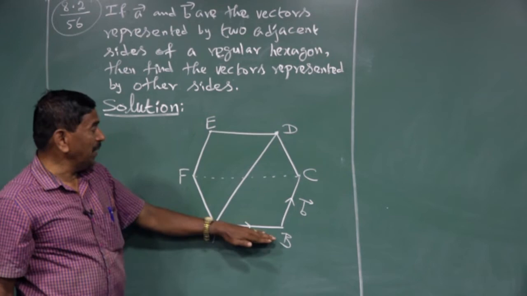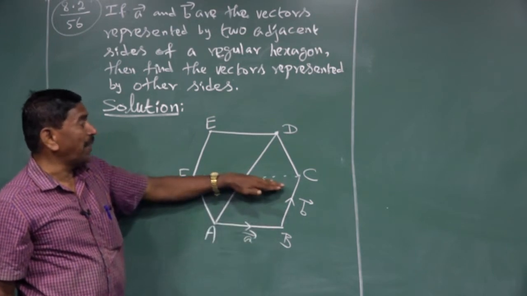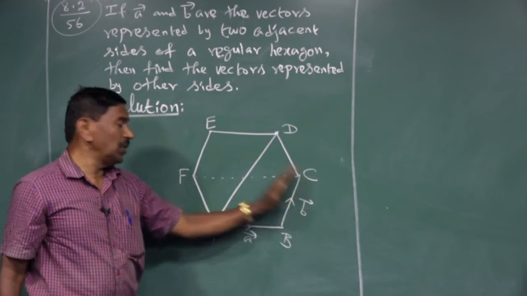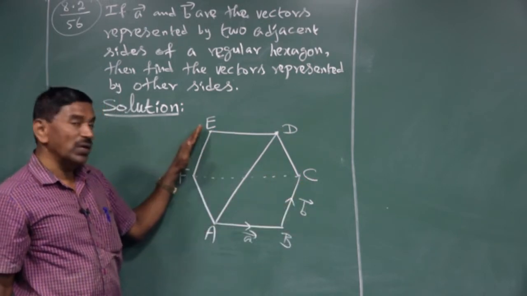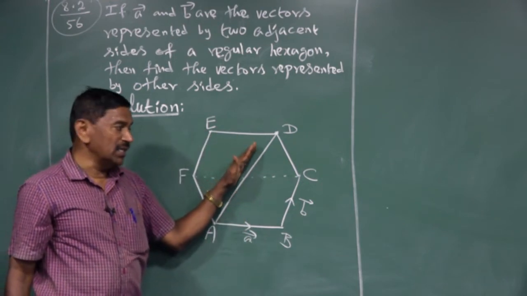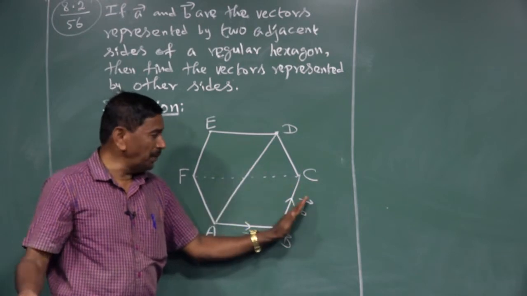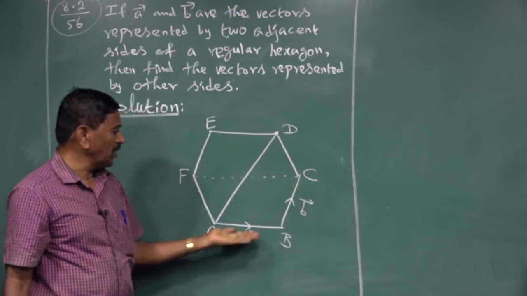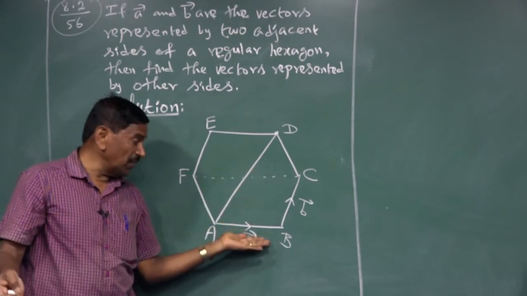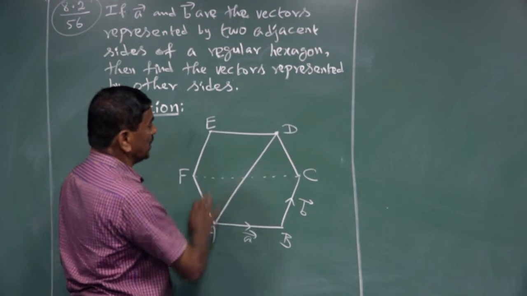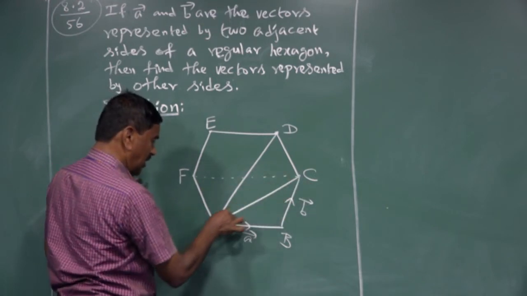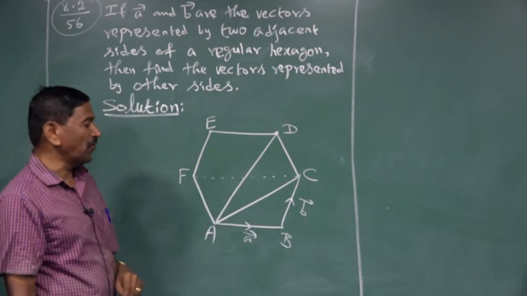Here AB is parallel to CF is parallel to DE, and BC is parallel to AD is parallel to EF. Also, AD is twice BC. Similarly, CF is twice AB. Now, seeing this diagram, let us join AC for our convenience.